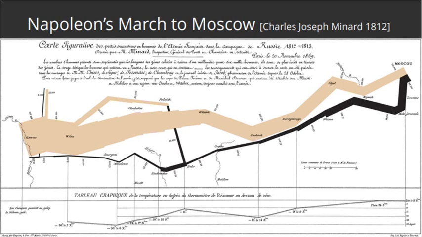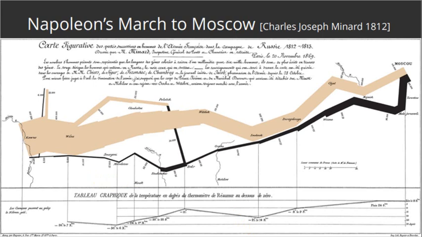Army size is being shown in the width of the tan and black lines. The tan is the march on Moscow and the black is the retreat. So the number of troops is being represented by the width of that line. We've also got location. There are city names. We also have latitude marked on here. I know it's really hard to see on this little screen.